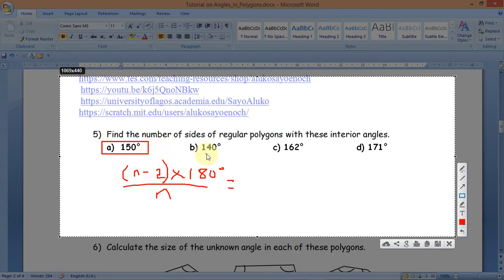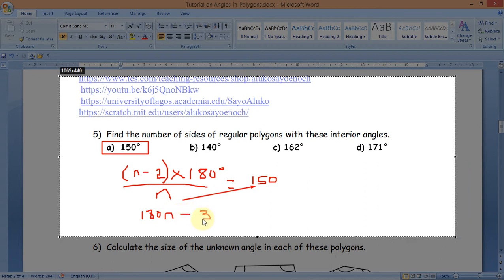Guys, go ahead and solve the remaining ones. You can work with 140. Just follow these steps. So this equals 150 now. If you cross multiply, you're going to have on the right hand side 150n. Then I can use 180 to open up this bracket. So 180 times n is 180n, 180n minus 360 equals 150n.